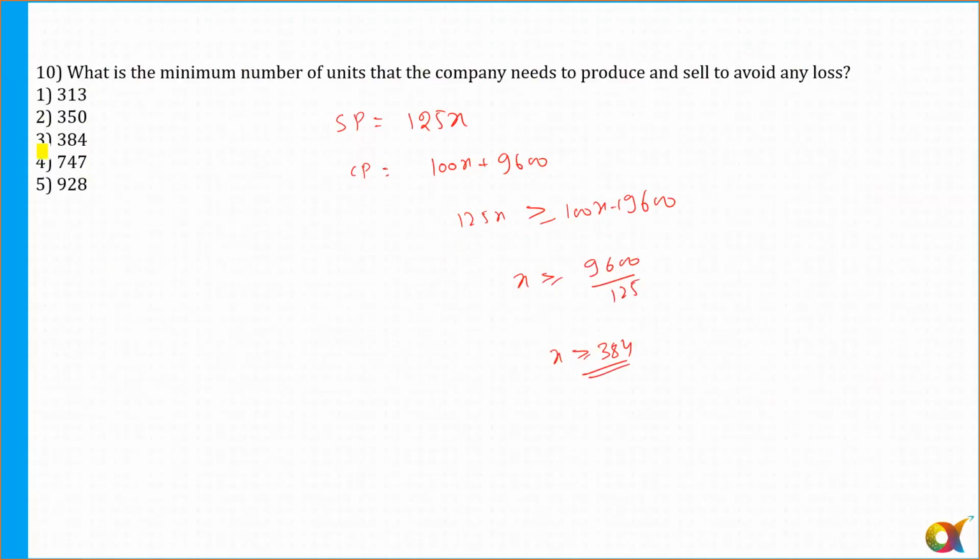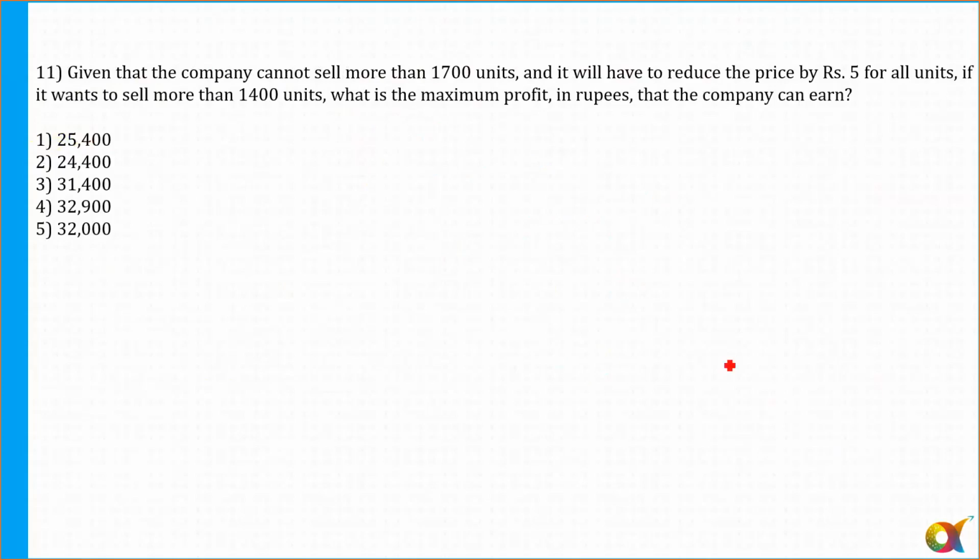Any doubts to anyone now in question number 10? Please tell me. Nikita, Sai, no. Alright. Question number 11. Okay.